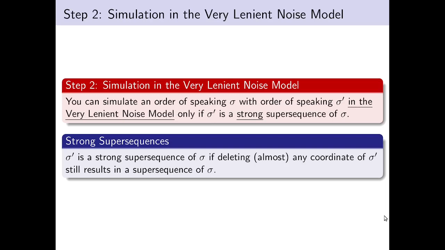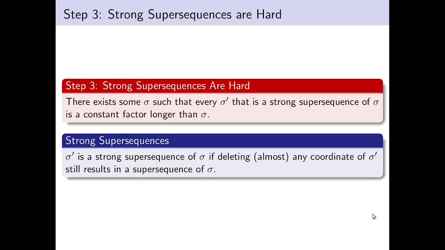On the other hand, if it's not a strong supersequence of sigma, then deleting any coordinate will result in something that's not a supersequence of sigma. So by step 1, that noiseless simulation doesn't work, and if it's not a strong supersequence with high probability, it won't result in a supersequence, and so with high probability, you can't simulate it. Step 2 follows almost directly by definition from step 1. As such, it just suffices to prove step 3.